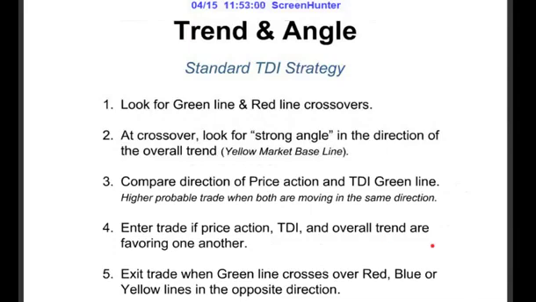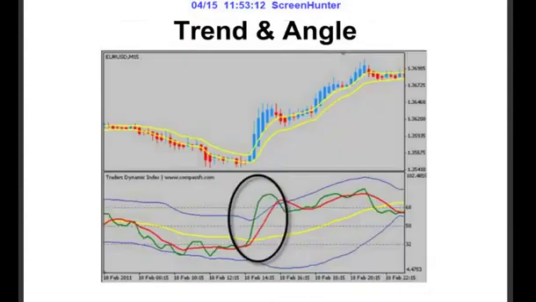I can enter that trade to the downside, and then I look to exit when the green line crosses over the red, the blue, or the yellow lines in the opposite direction. I'll look for that. So let's take a look here at what I'm getting at. Now that I've said all that, what does it look like? This is what it looks like right here. We have a beautiful crossover right here. And remember what I said about the market baseline?